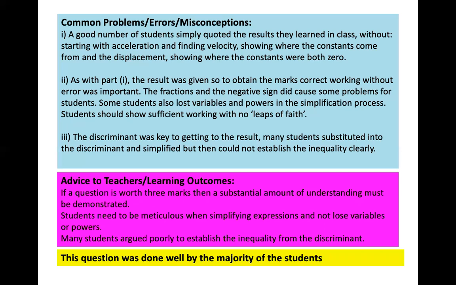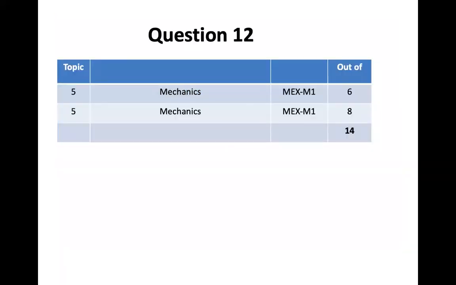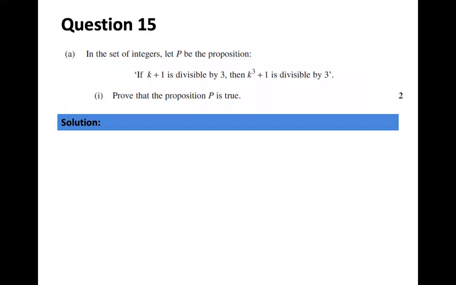This question was done well by the majority of students. And if you take a look at question 12 overall, it was pretty much all about mechanics. And the first was out of 6 and the second was out of 8. So therefore we have 14 out of 100 on question 12, which is a good amount of mechanics. Question 15, on the other hand, expectedly, much harder.